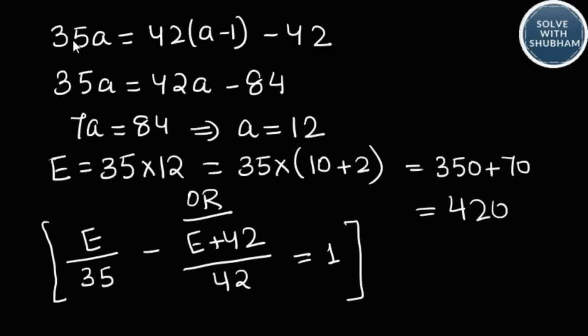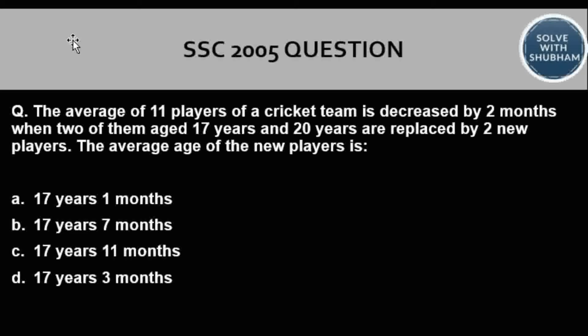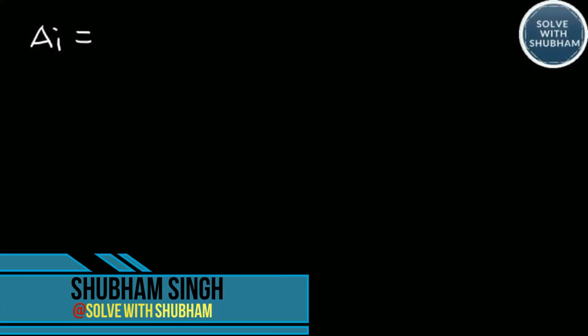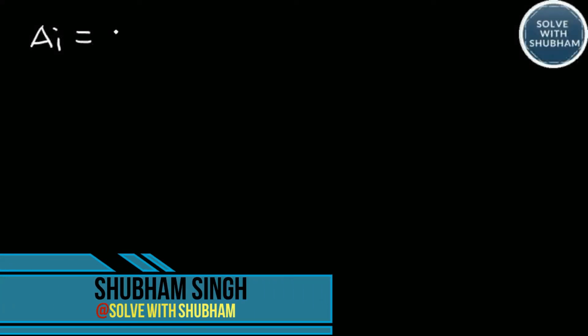Now again, your initial average. What is average? Total sum divided by number of people. So in the question, it clearly says only 2 people have been replaced. It means out of 11 players, the 9 players will remain constant in both cases. So their sum would remain constant. So I am taking the sum of the ages of the 9 players as S9.